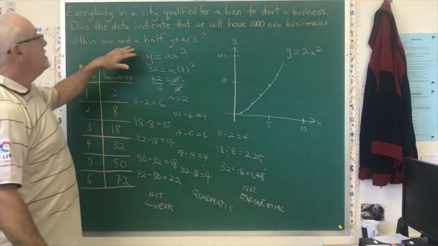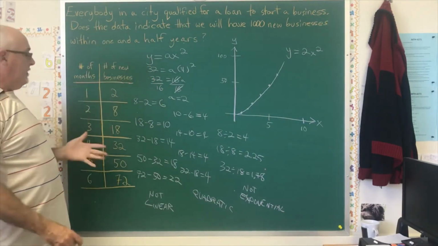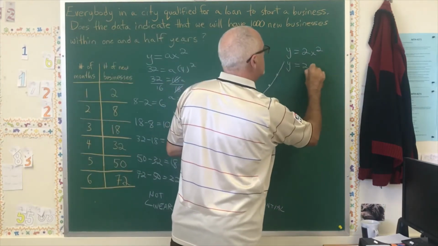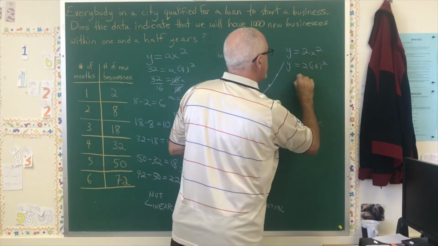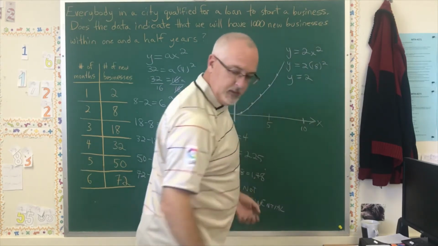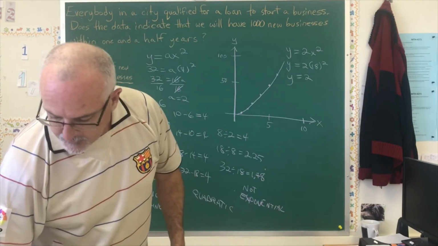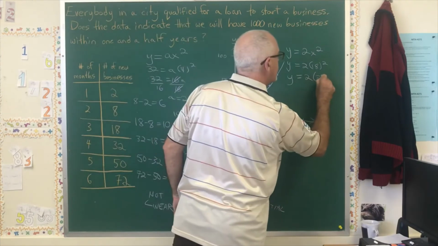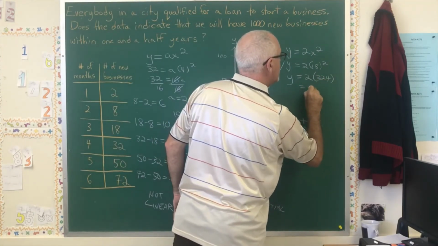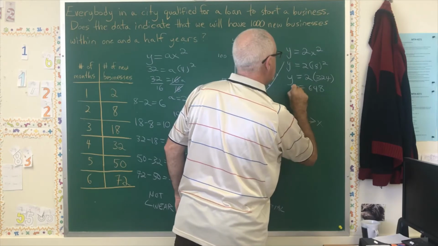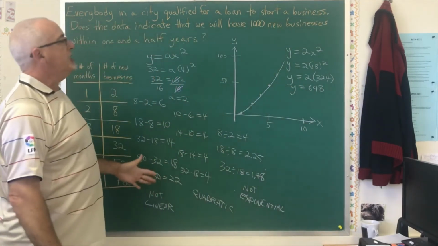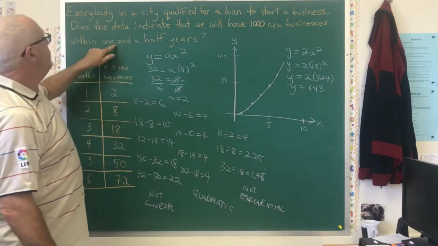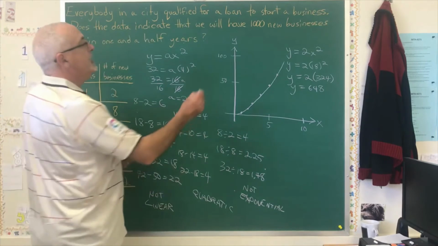Now, to answer the question, I want to plug in 1.5 years. But I have to realize that's 18 months. So I'm plugging x equals 18 in here. y equals 2 times 18 squared, which is 2 times 324, which is 648. So after 18 months, we are likely to have 648 new businesses, and therefore the answer to the question is no.